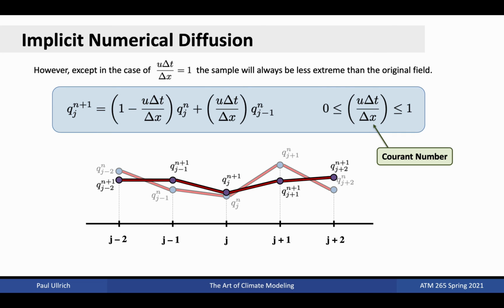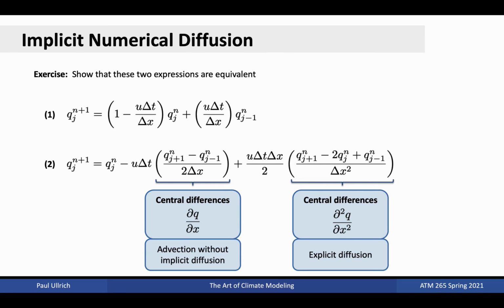Here we see that updated solution. Observe how it is tending towards a constant state because of the action of the implicit diffusion. In fact, we can see how the implicit diffusion arises by simply rewriting this first expression in another form. The second form is identical to the first form mathematically, but now features a discrete central differences representation of the first derivative and an explicit second derivative operator. The first derivative operator uses central difference, which is known to be non-diffusive. The second derivative operator, on the other hand, is a diffusive operator that has the effect of smoothing out the solution.